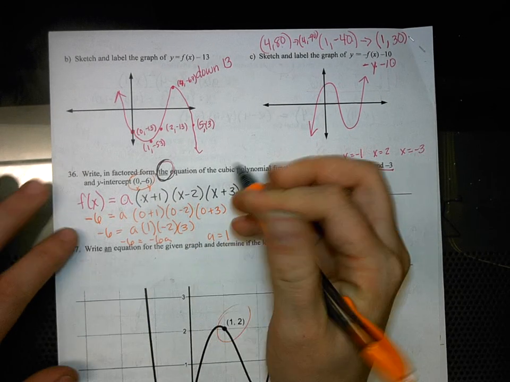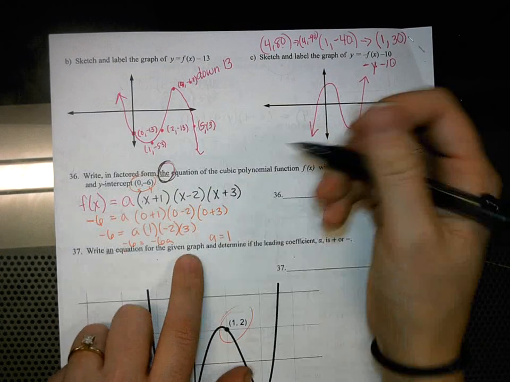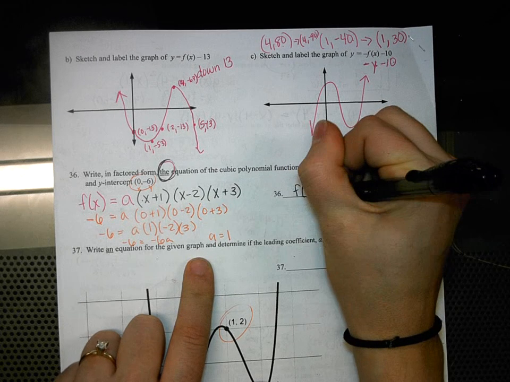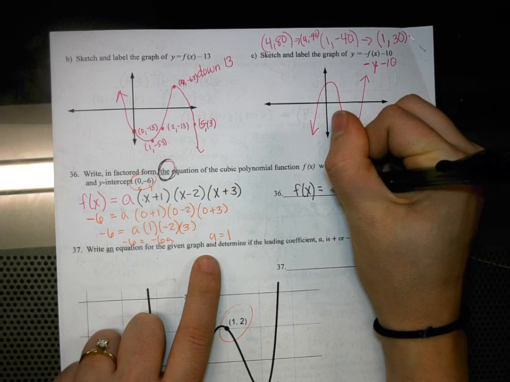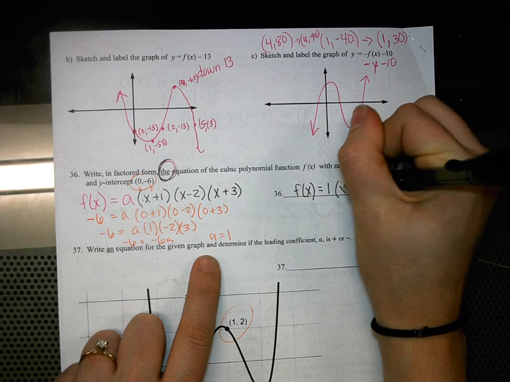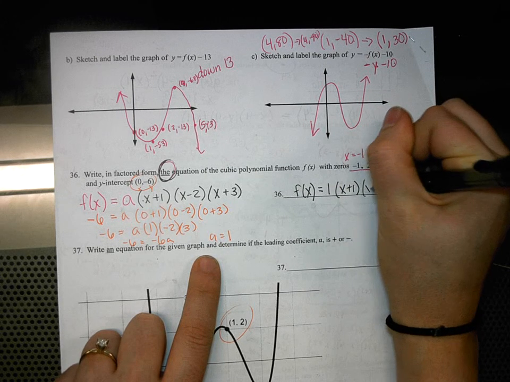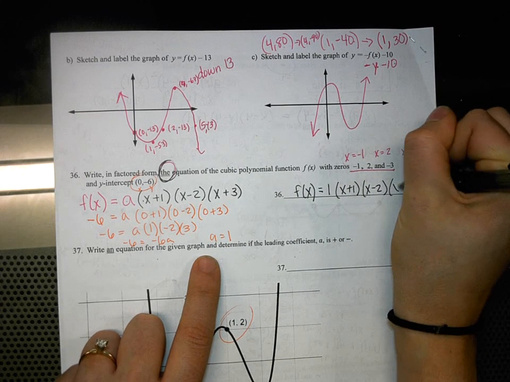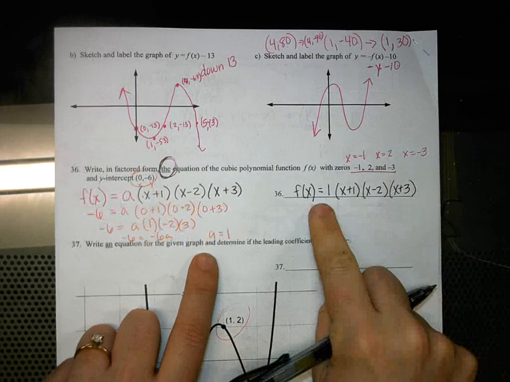So this answer is f of x equals 1 times x plus 1 times x minus 2 times x plus 3. You do not have to write the 1 out in front, but you do need to show your work solving for your a value.